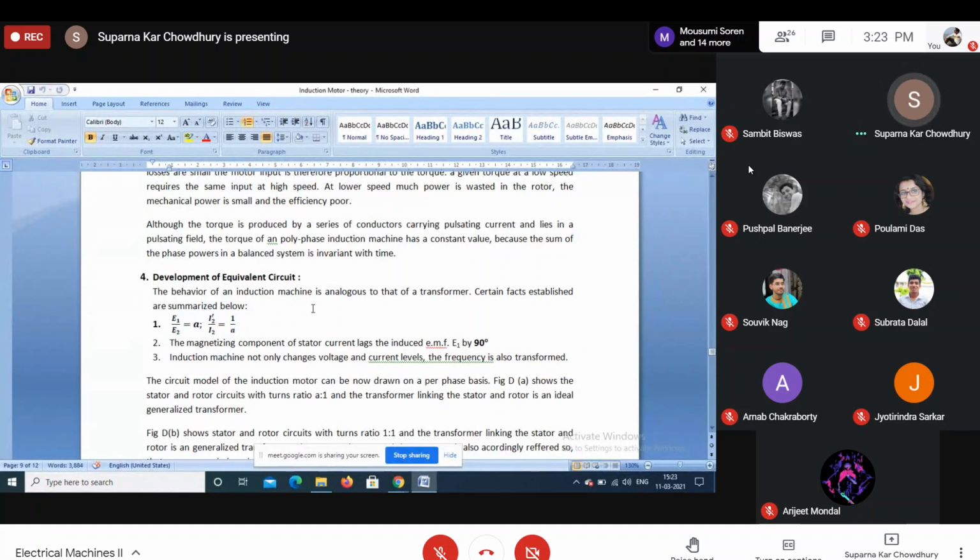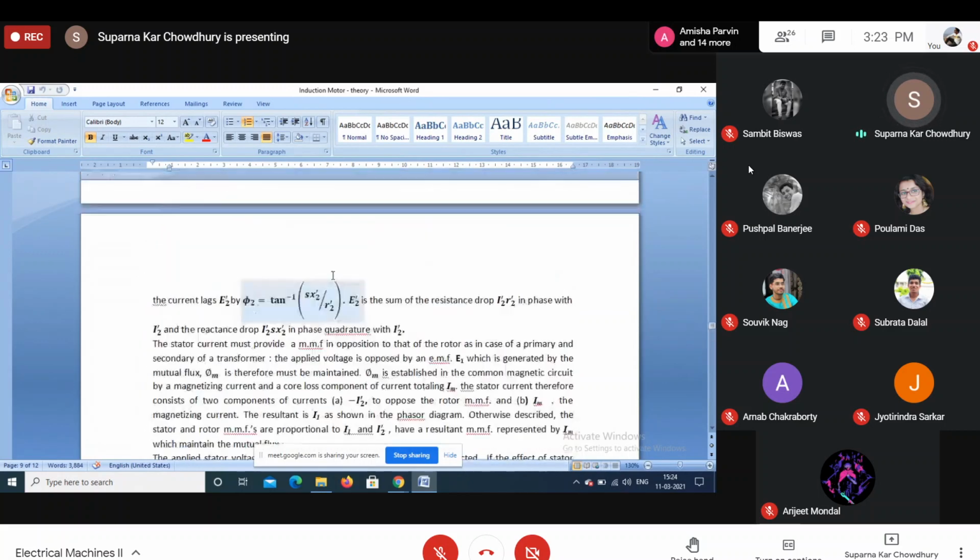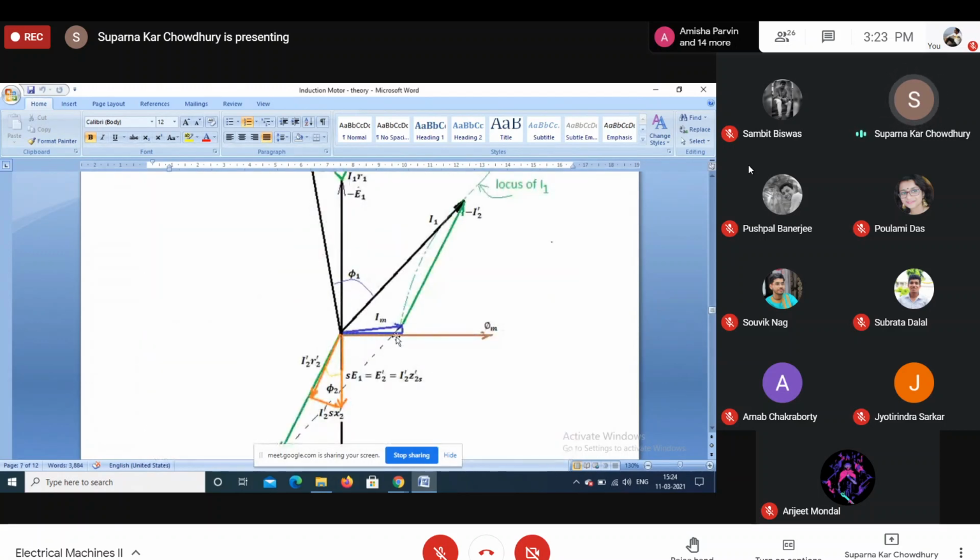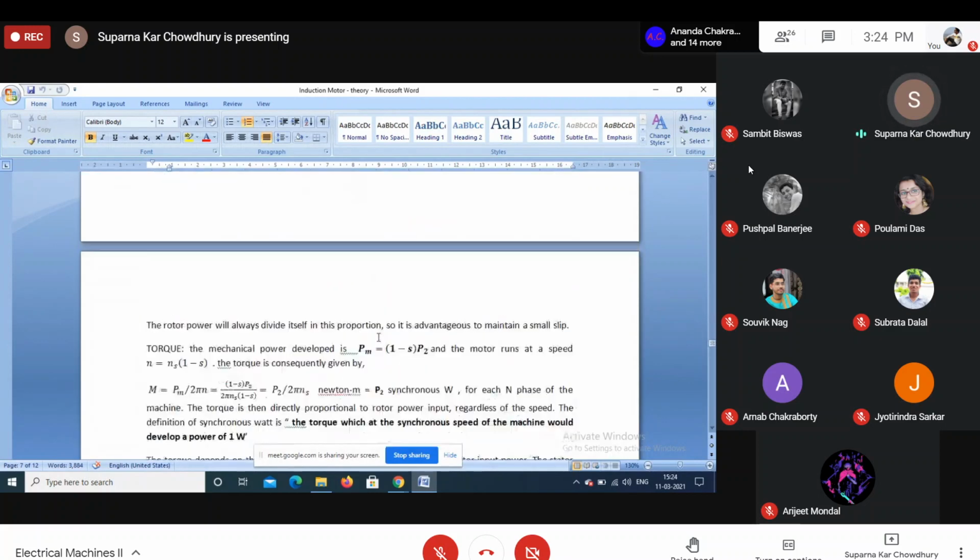That is, E1 by E2 is equal to A, the turns ratio. Your turns ratio will be the winding factor into number of turns, that is Kw1 into T1 by Kw2 into T2. So effective turns. Similarly, I2 dashed by I2 is equal to 1 by A. Second, the magnetizing component of the stator current lags the induced EMF by 90 degrees. So the magnetizing current that is considered is the magnetizing component, which is lagging by 90 degrees.